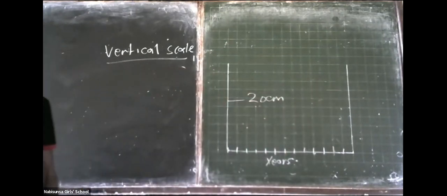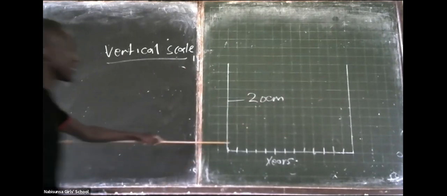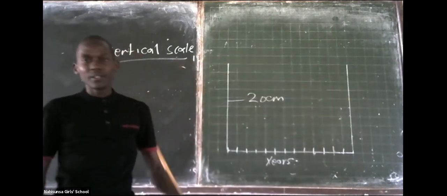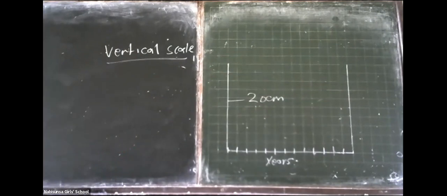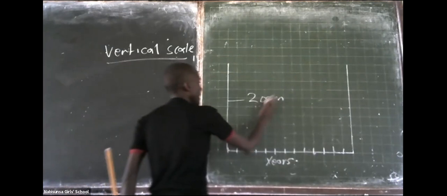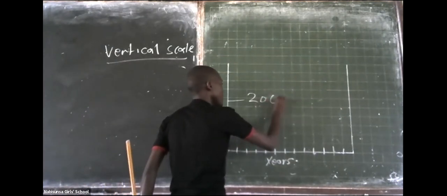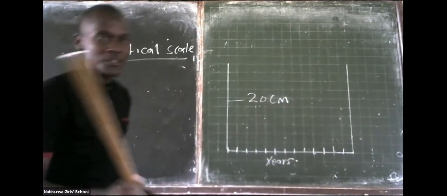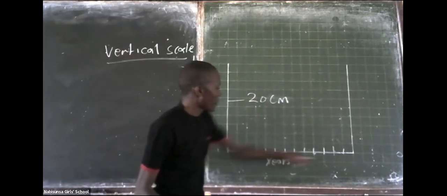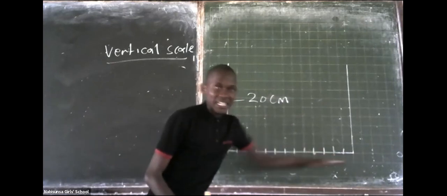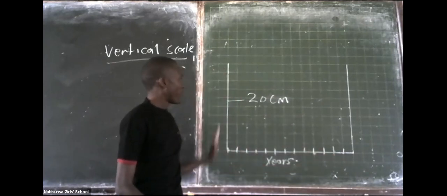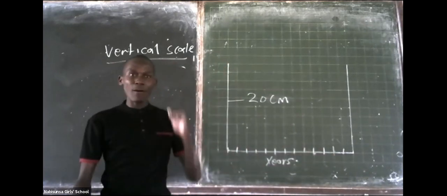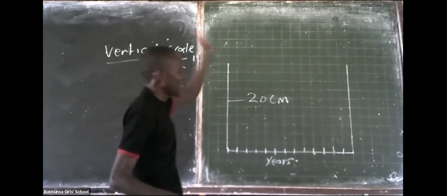Are we done? Here for me I'm using 10, but let us use 20. Are we done? Yes, teacher. 20 centimeters. So what I'm trying to say, our graphs are going to differ only from here, the size, but vertically, let us put it in our mind that we take 20 centimeters.